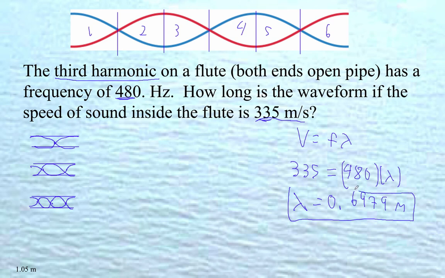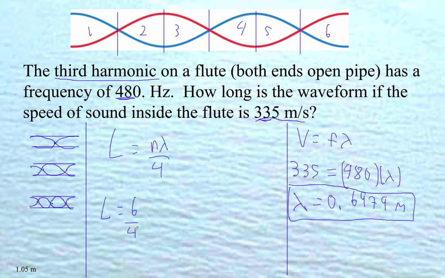Notice it didn't ask me for the wavelength. It didn't say calculate the wavelength first, but you have to actually do this. So that's our first step. We're going to start with this. Our next step is we're going to do the standard formula, L is n lambda over 4. We have 6 quarter wavelengths here. So I'm going to say that the length of the waveform is 6 quarters, and then here's our wavelength.